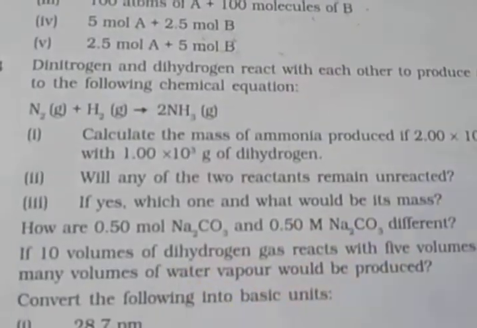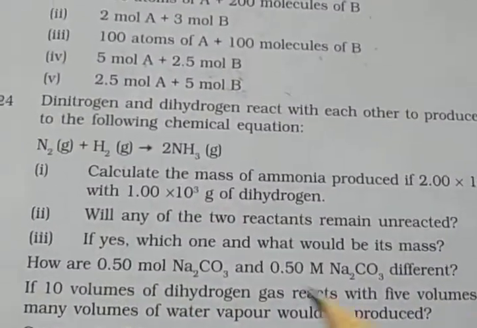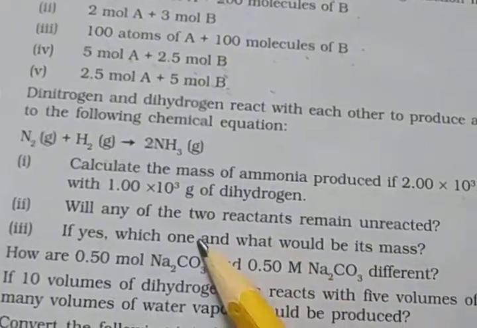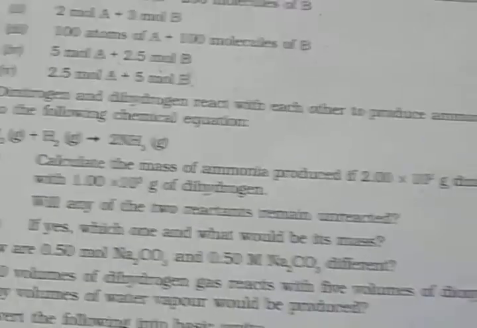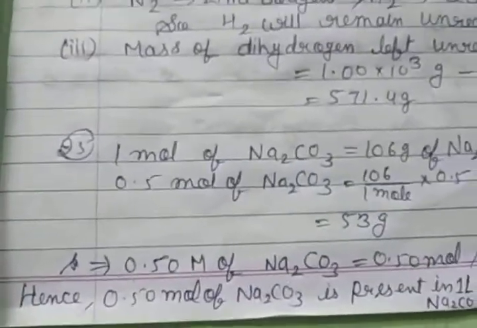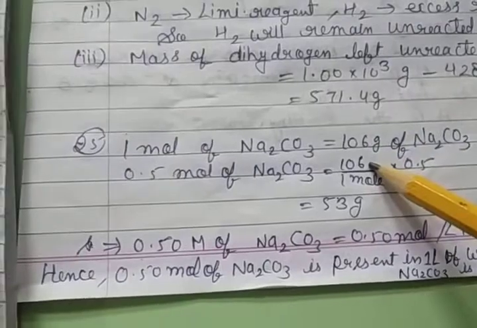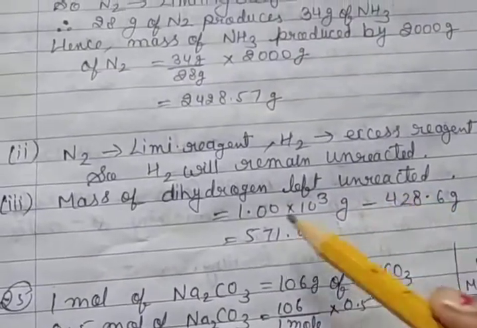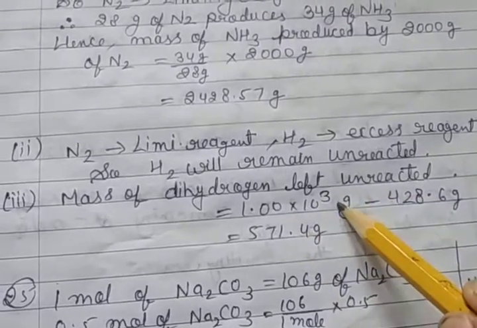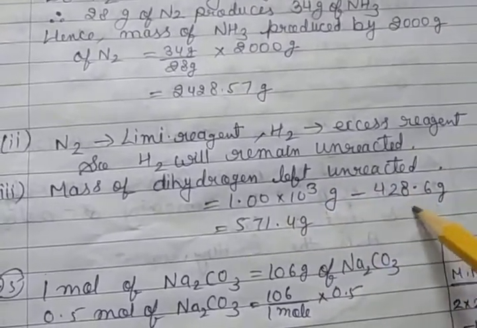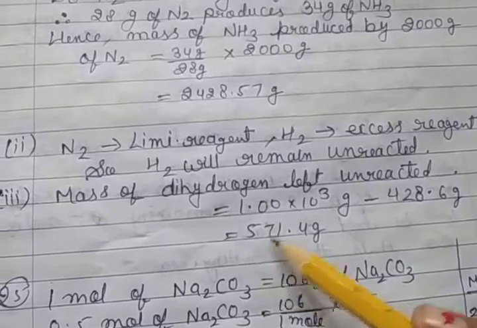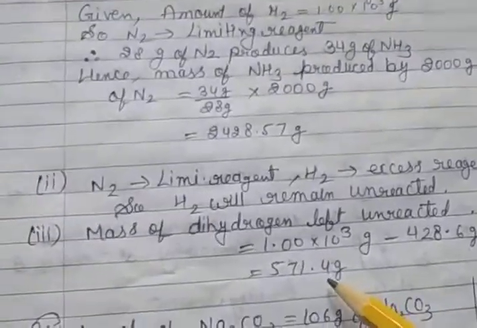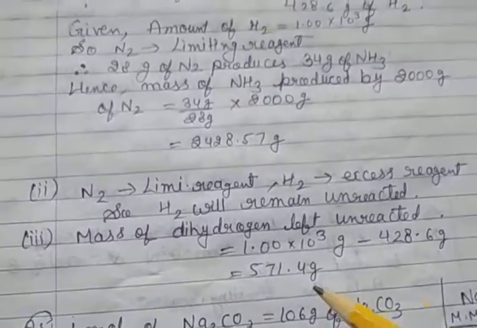Then the third question: if yes, which one and what would be its mass? So here the mass of dihydrogen left unreacted: 1.00 into 10 raised to power 3 given, minus the calculated 428.6 gram. So the remaining is 571.4 gram. This is the mass of the dihydrogen left unreacted.